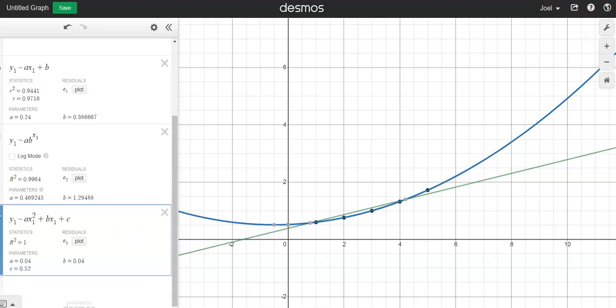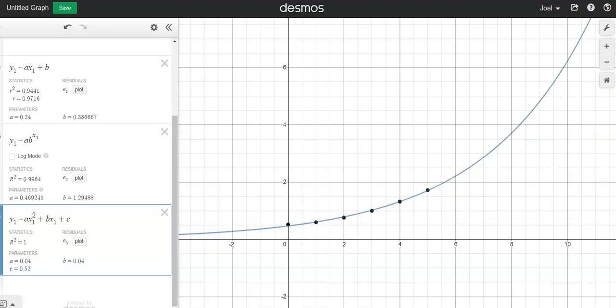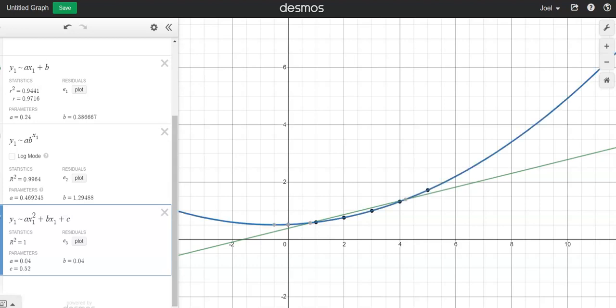If I turn off these graphs, you can see that the quadratic is a perfect relationship, whereas the exponential is closer and the linear is not as close. Okay, so that's the way that you can do these in these two different ways.